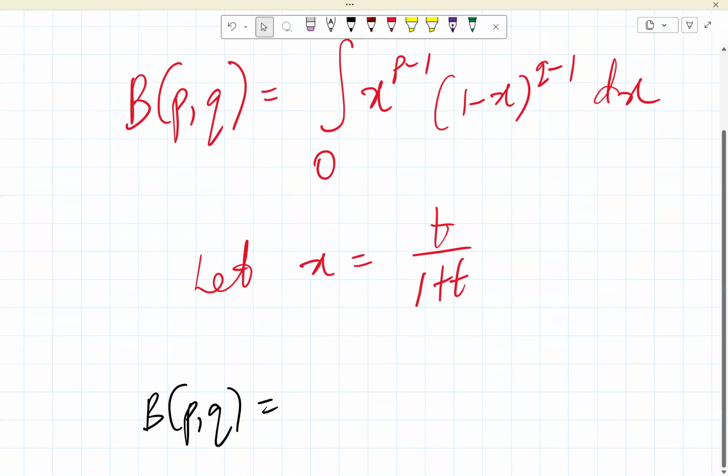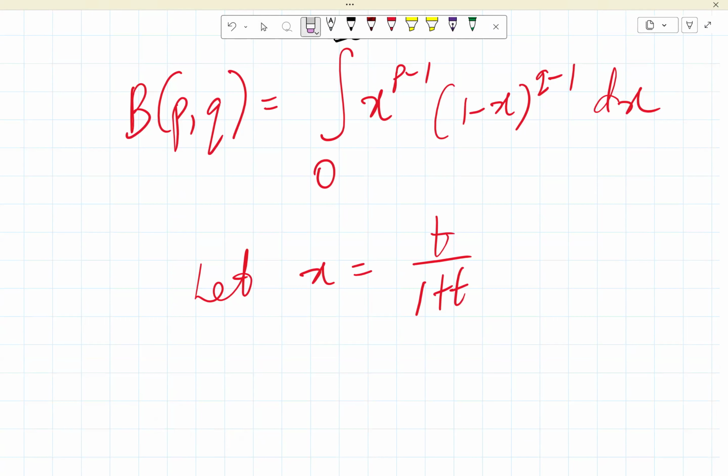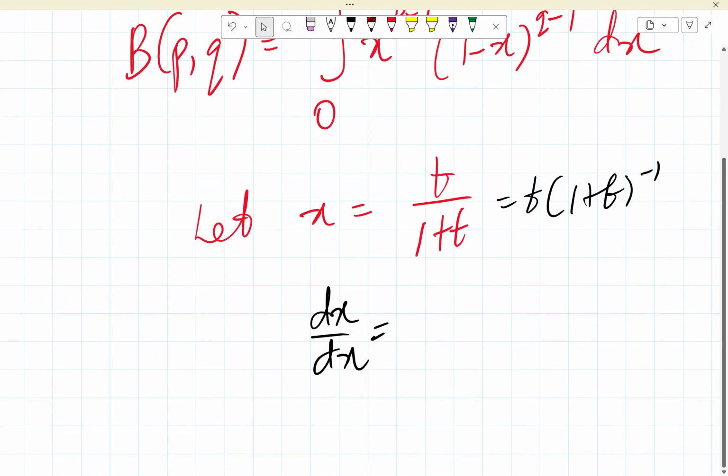So let x be t all over 1 plus t, before we change every other thing. Of course we now need dx. So dx dt is, this is more like t into 1 plus t raised by minus 1. So you can do product rule now.